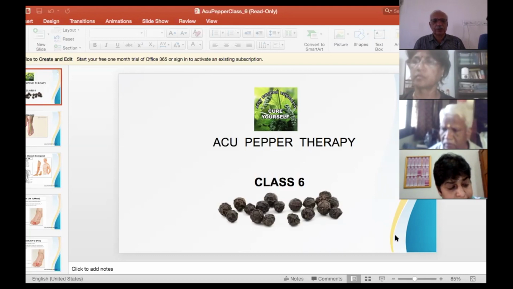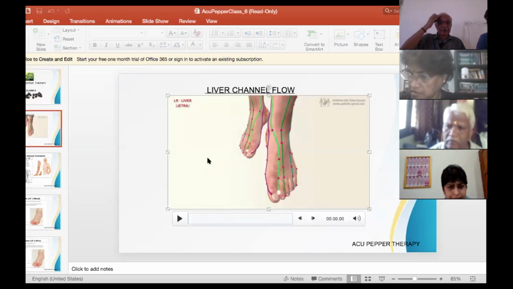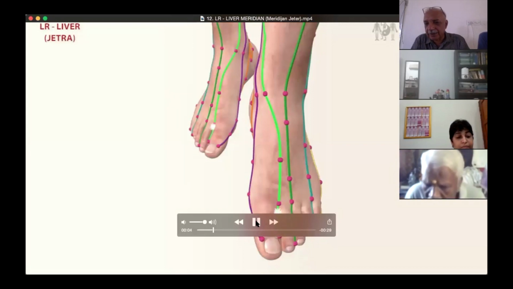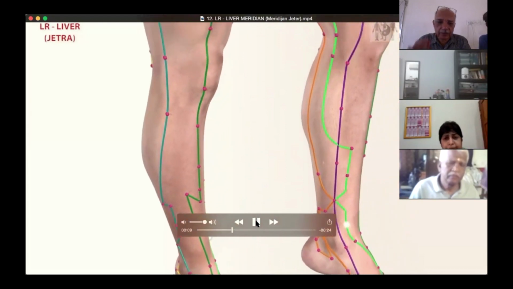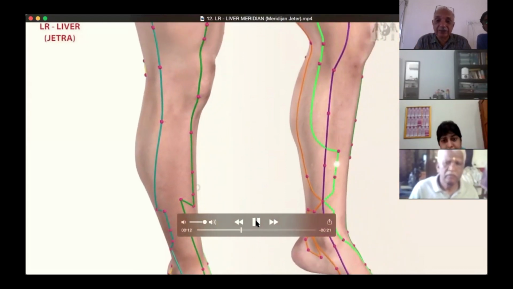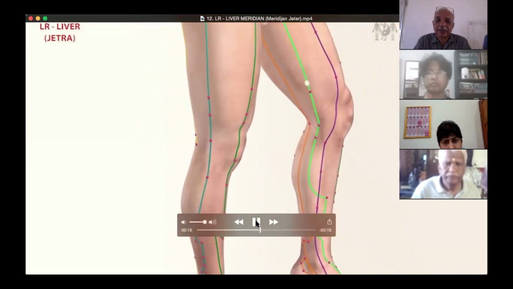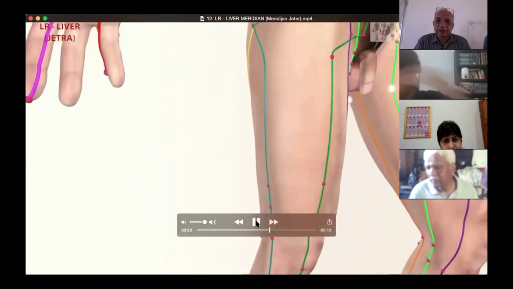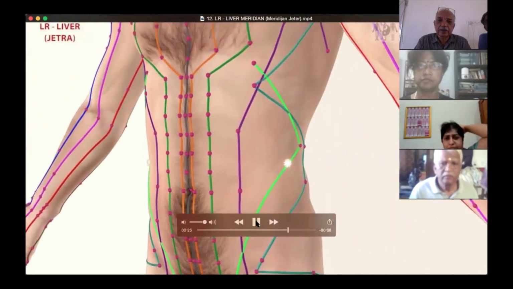Now we go to the channels. We are going to deal with the liver channel. Hello, are you able to hear me? Yes, doctor. Now you see the flow coming. Are you able to see the flow? Yes, sir. So this is how the liver channel travels. It goes like that.